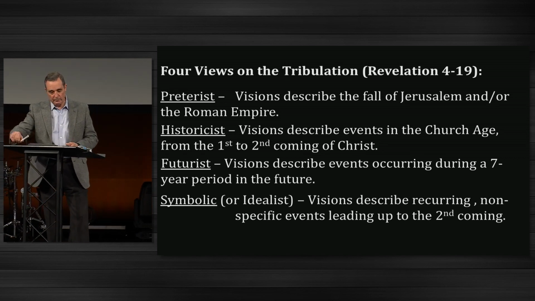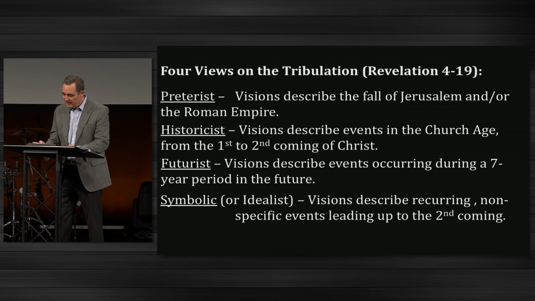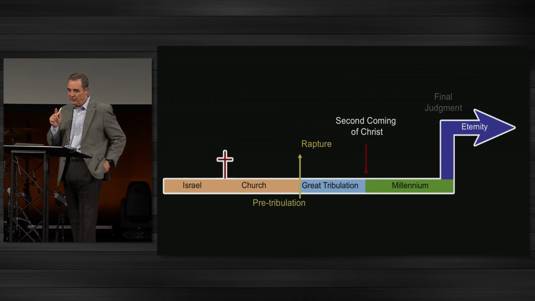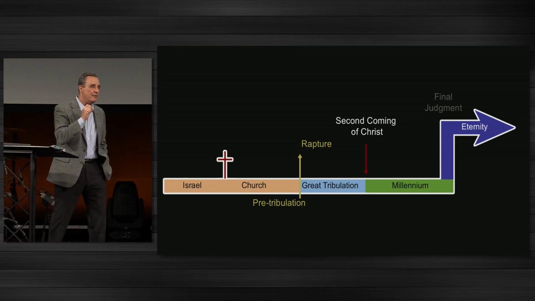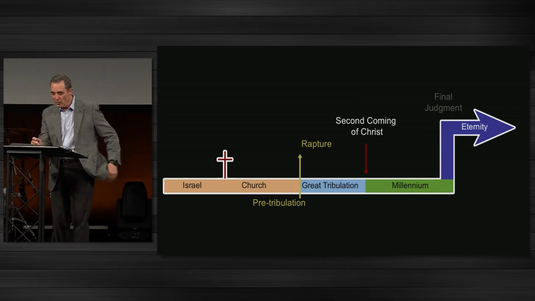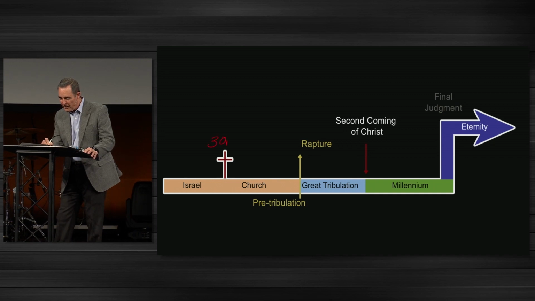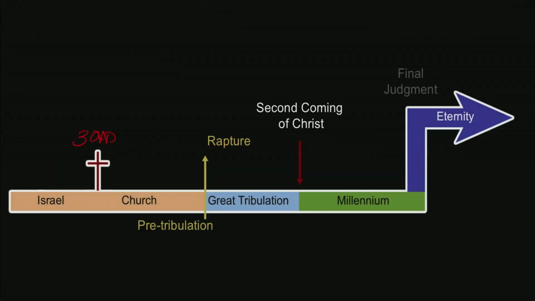So let me show you a couple of charts that I hope will help a little bit in figuring out when this is. This is a typical chart of history from a futurist point of view. So here we are in, let's just call it approximately 30 AD. You have the cross of Christ. Almost all futurists believe that there will be a 7-year period of chapters 4 through 19 in the future, that there's a rapture, most think before that period, and at the end of that period, Christ comes again. Forget the millennium, we'll get to it. We don't want to complicate this more than necessary. By the time we get there, it won't be complicated.